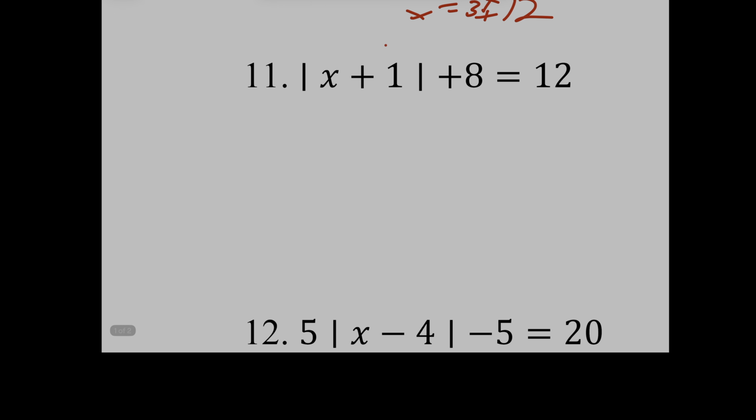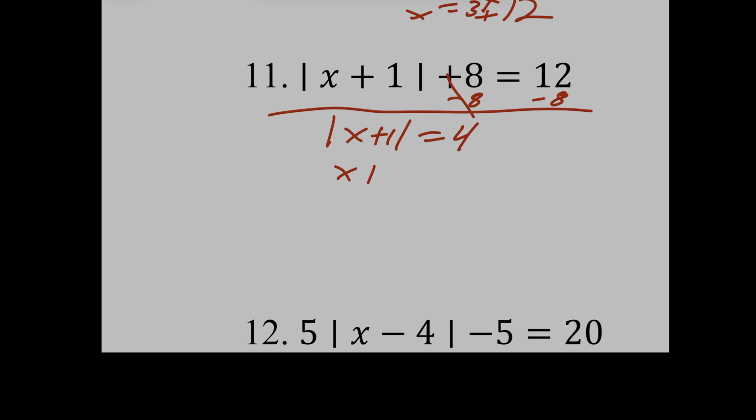Okay, so I want to get absolute value by itself. So I'm going to subtract 8 from both sides. And when I do that, I'm going to get absolute value of x plus 1 equals 4. Now I'm just going to get a normal x plus 1 equals plus or minus 4. That's minus 1 to both sides. Sorry, got a little ahead. x equals negative 1 plus or minus 4. Well, what's negative 1 plus 4? That's 3. Negative 1 minus 4, add a line, change the sign, and it's negative 5.